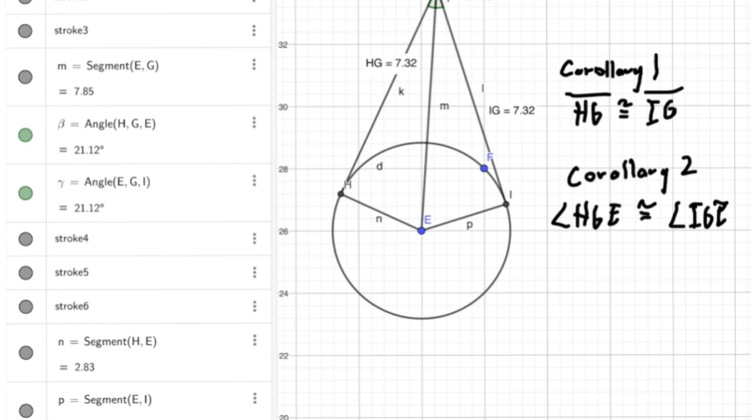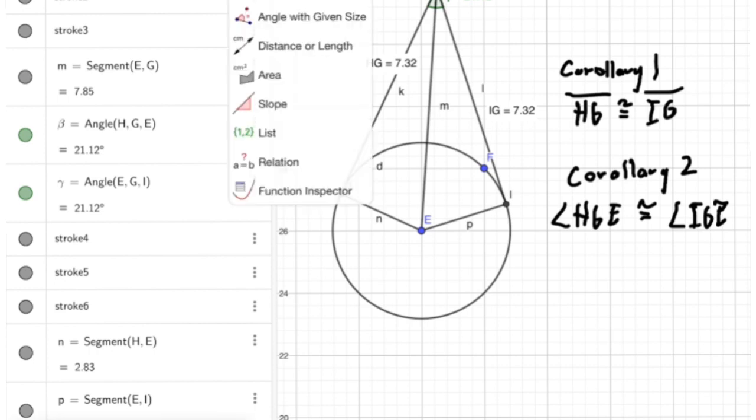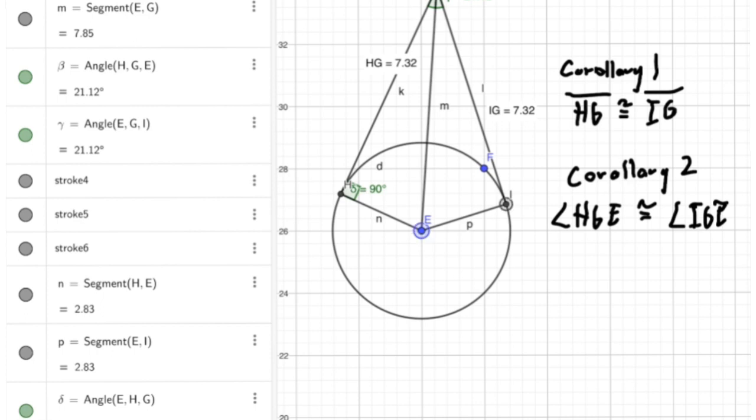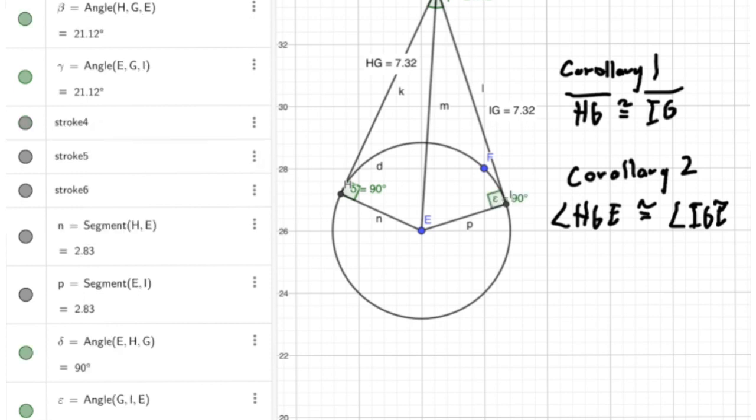We know that HE, the radius, when it meets the point of tangency, there will be perpendicularity. If you want to verify that, angle EHG is 90, and angle EIG, other way around, angle GIE is 90. Again, this is an application of the tangent theorem. Now, what are we trying to say here? Not only do we have the tangent theorem and the corollaries together, but we were also able to form an image. We have here two right triangles.